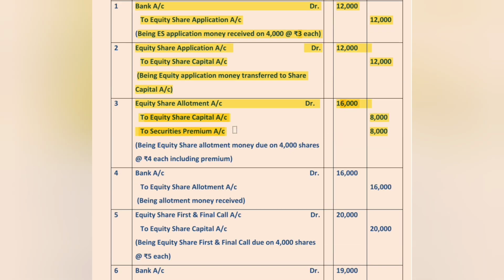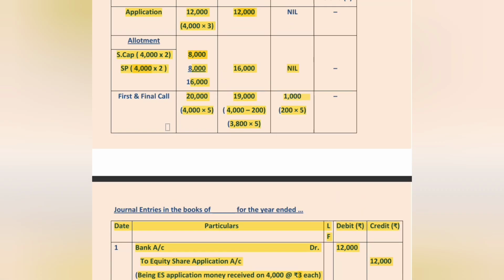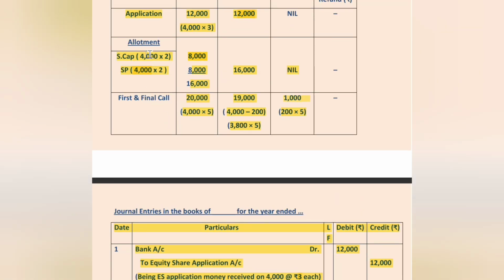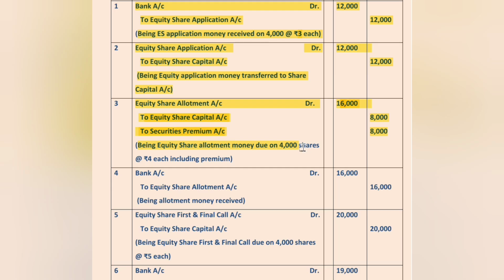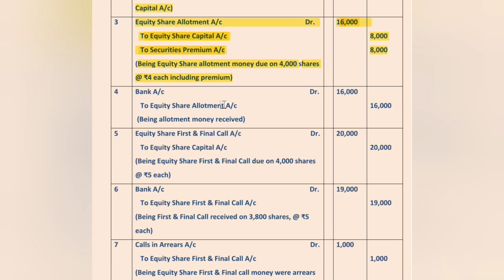Now what is the being? This is a new entry, right? Being equity share allotment money due on 4,000 shares at rupees 4 per share. So totally, 4,000 into 4 is 16,000. Like that, we have to include the premium in the allotment.